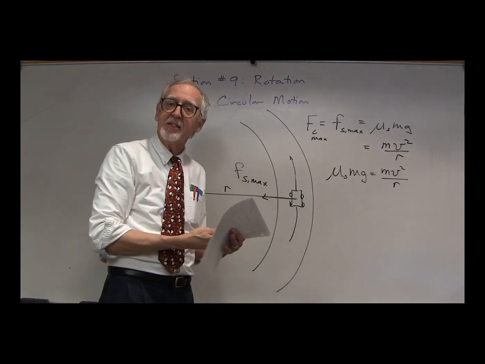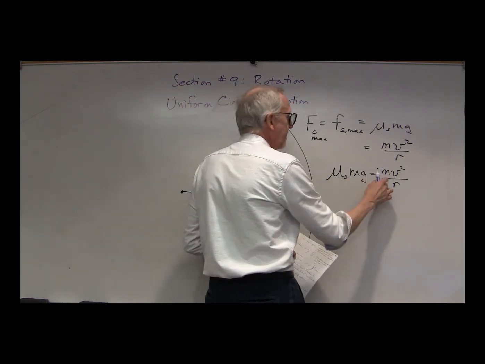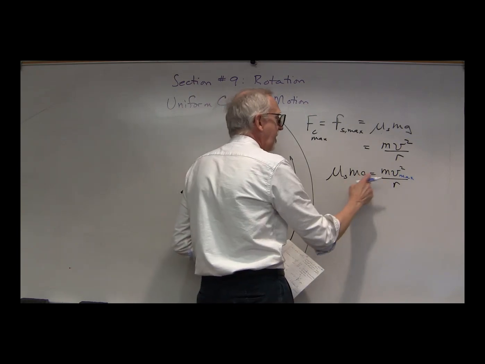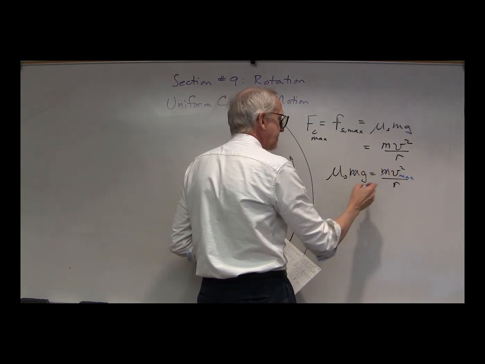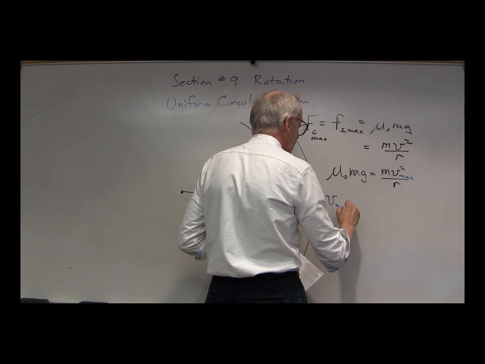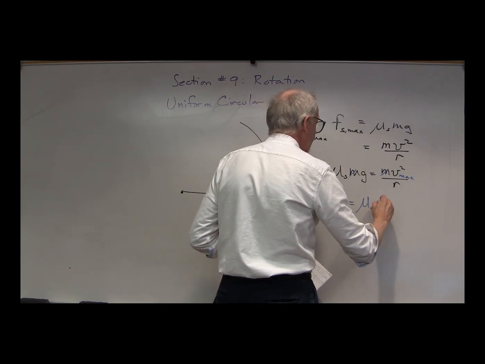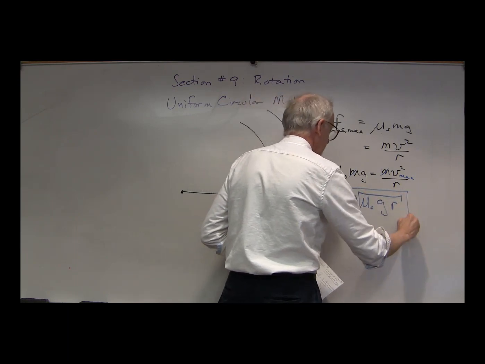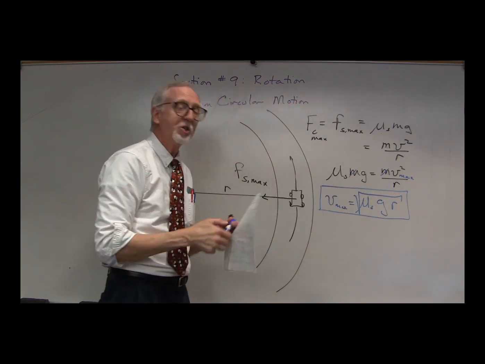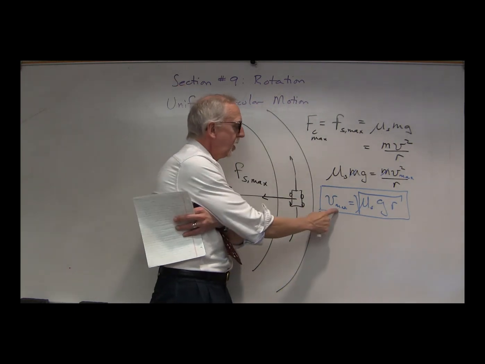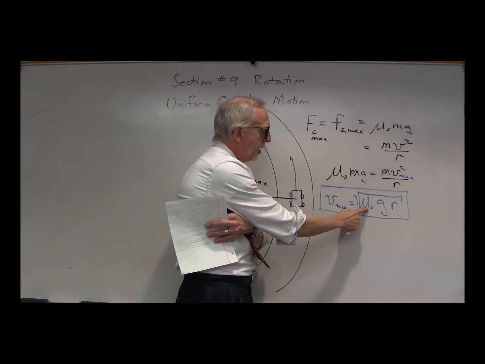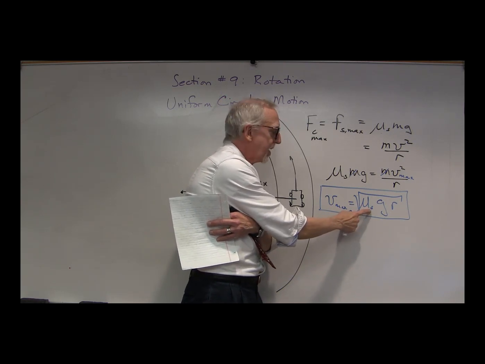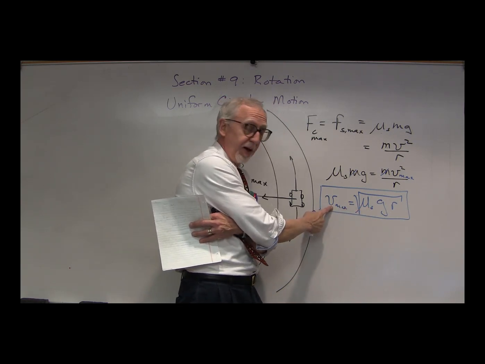So what's the maximum speed that we can have? Well, when these are equal to each other, that would be the maximum speed. Multiply by r, the m cancels, and what do we get? We get v max equals the square root of mu_s g r. There we go. So let's notice a couple of things. The faster it goes, the more friction it's going to require. So if you don't have much friction, you can't go very fast.